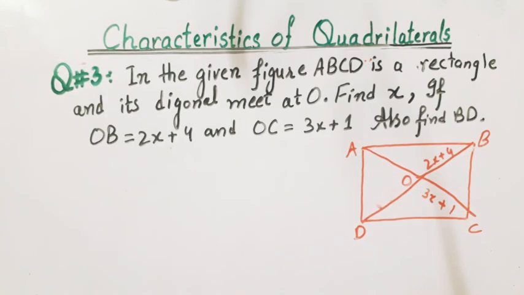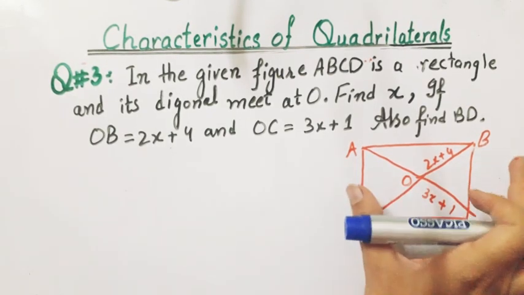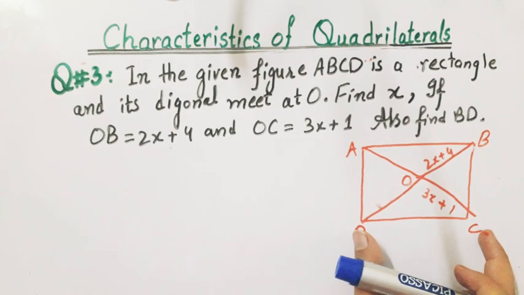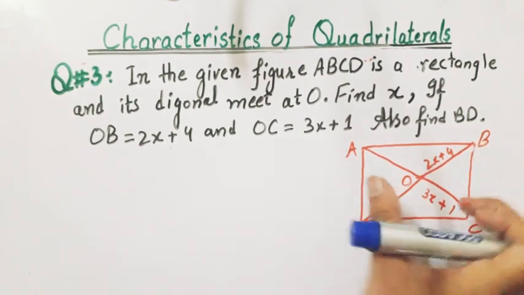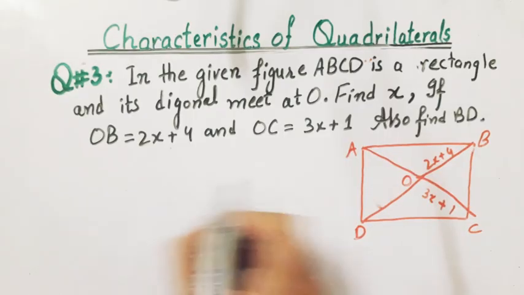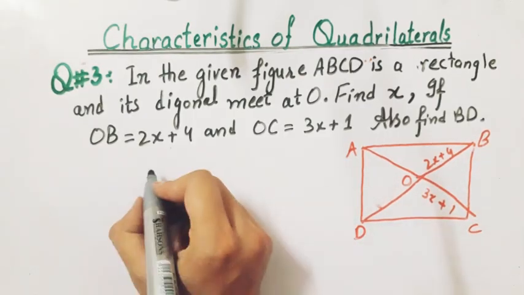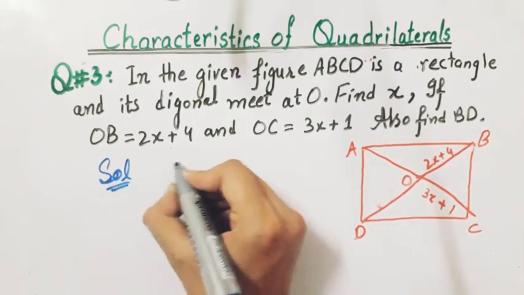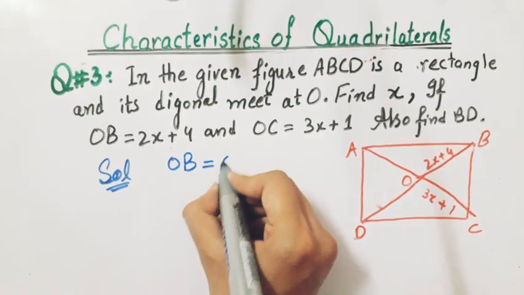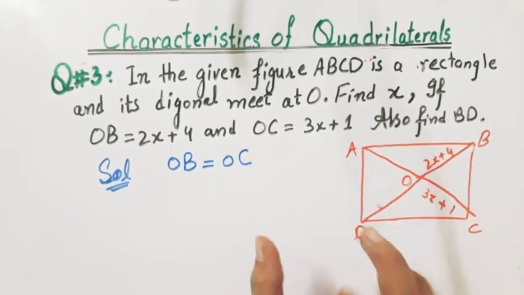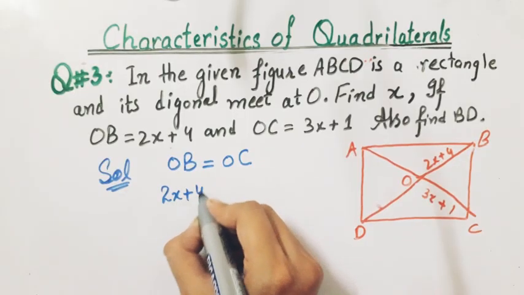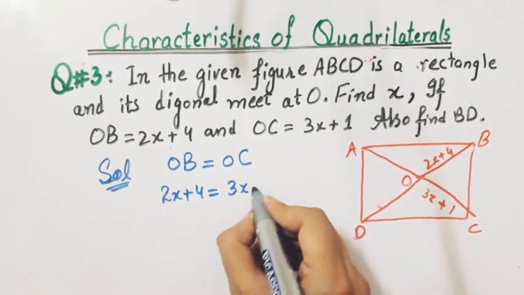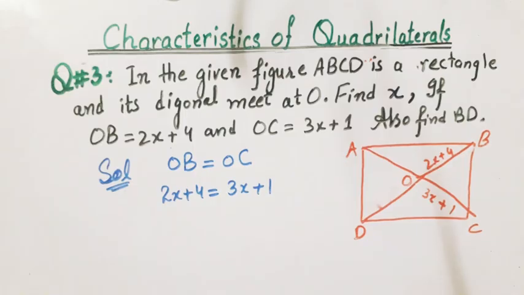Now we will solve this. First of all, you know this is a rectangle. So in a rectangle, parallel side lengths are equal and its diagonal lengths are also equal. So according to this, OB equals OC. The first step is you will write OB equals OC, because this and this length are equal. So OB equals 2X plus 4 and OC equals 3X plus 1. You have to find the value of X.